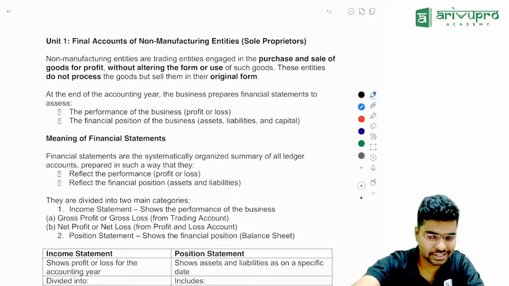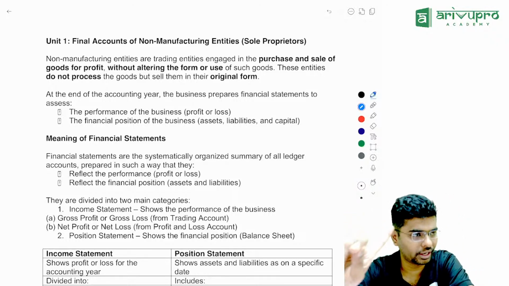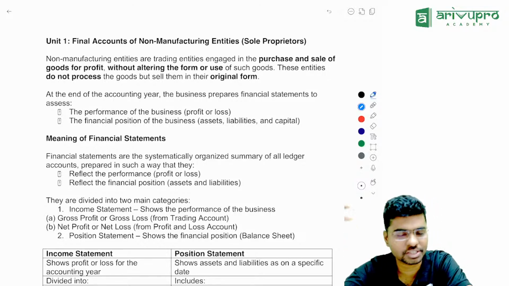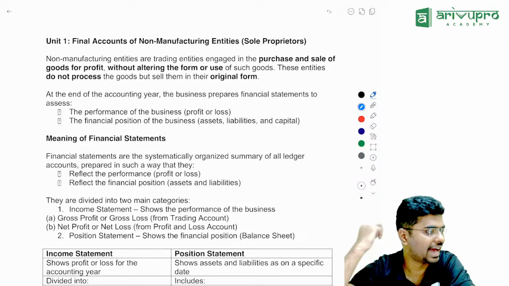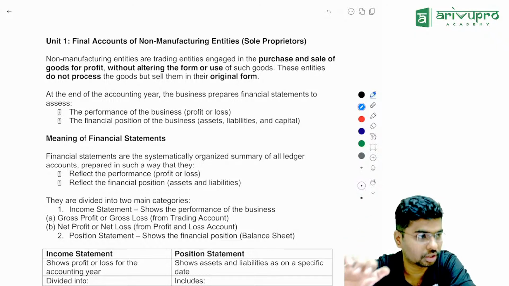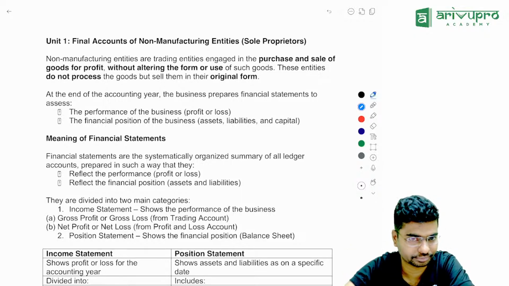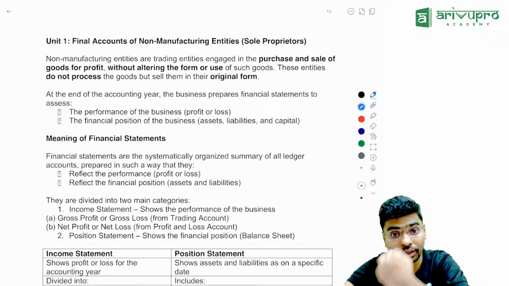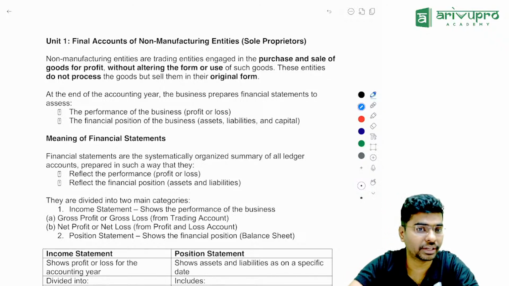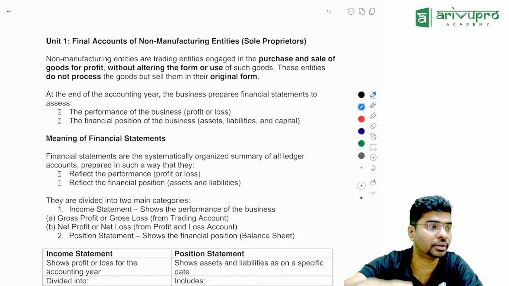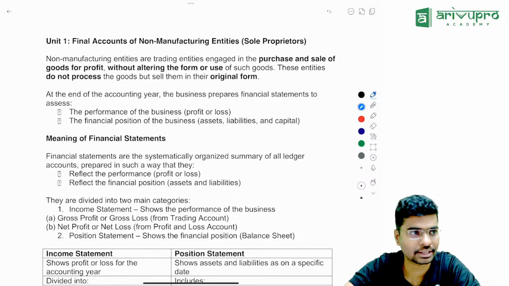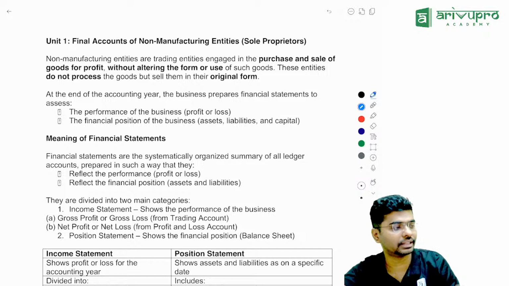In financial statements, we prepare two statements. One is called my income statement. The second one is called my balance sheet. An income statement talks about the performance of a business for a particular period of time. And my balance sheet talks about the financial position of a business, that is my assets and liabilities on a particular date. Clear with this? Are you guys all clear?